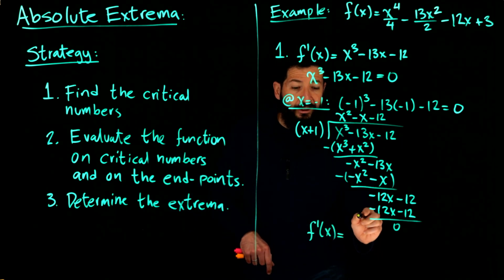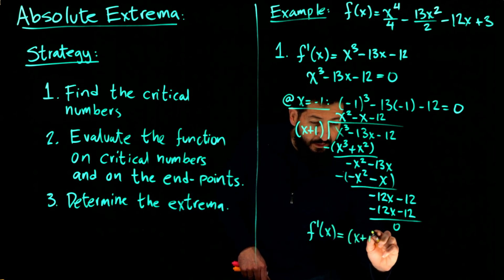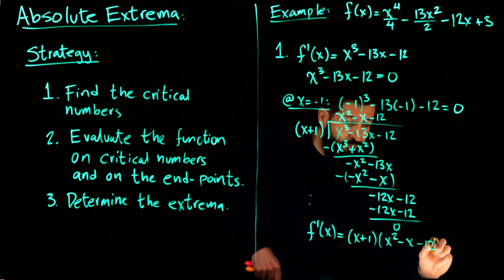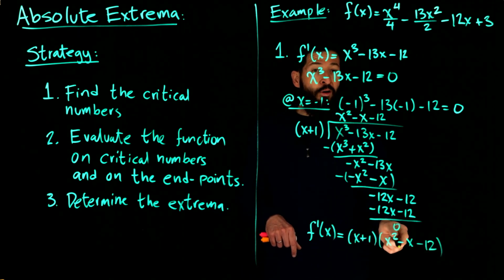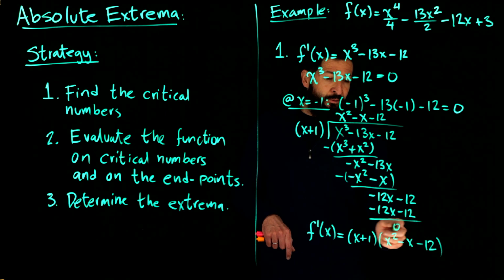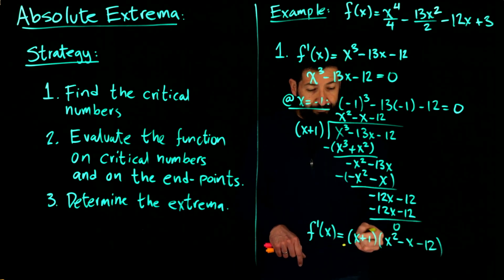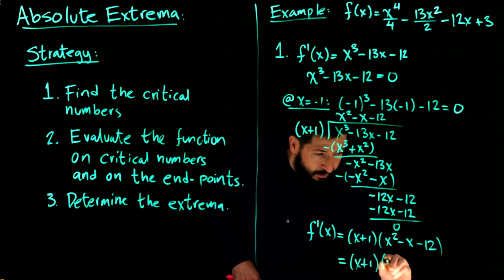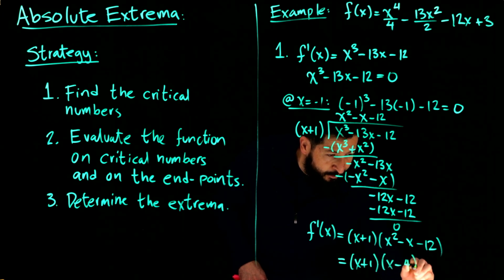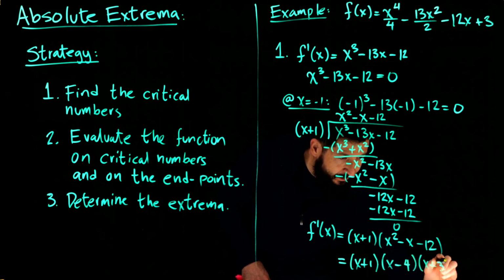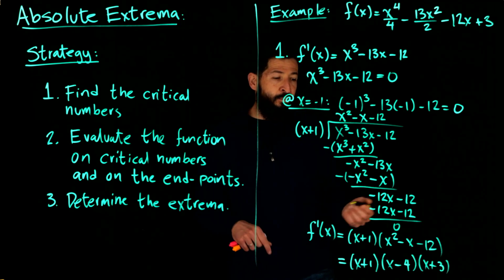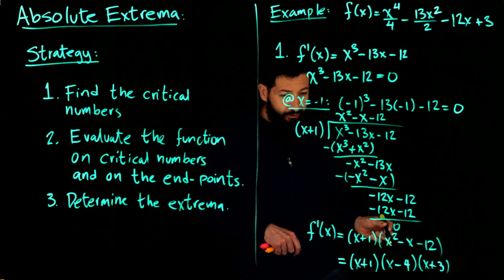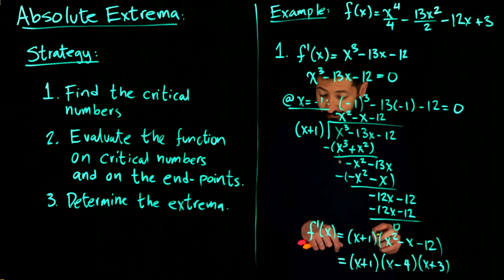So what that is telling you is that our function f prime can be written as x plus 1 times x squared minus x minus 12. So now to find all possible critical numbers, I need to find the roots for this polynomial. So I'm going to factor, and I get x minus 4, x plus 3. They add up to negative 1. They multiply to negative 12. And I find that all my roots are going to be negative 1, 4, and negative 3.